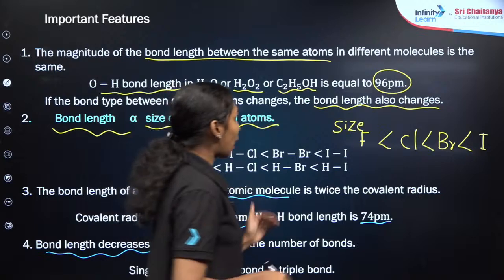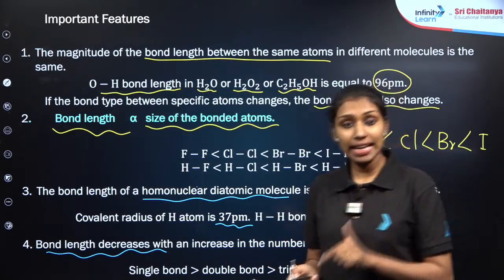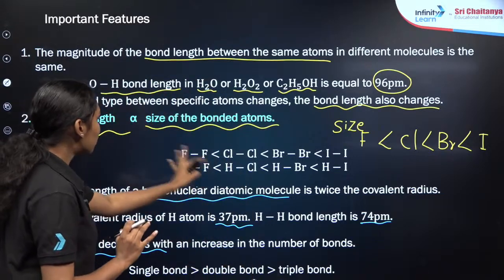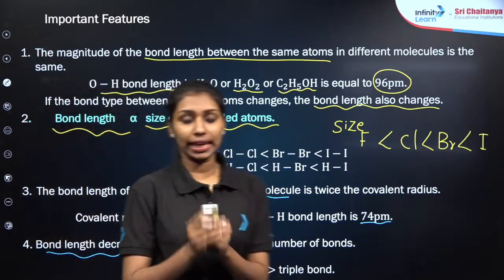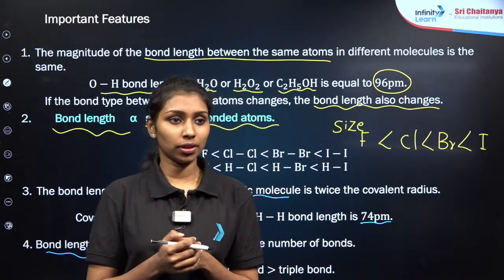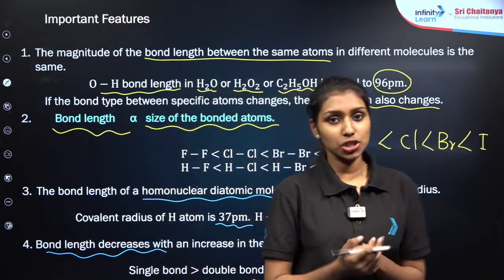Okay, these are the important parameters related to bond length. I hope it is clear for everyone. Now let me move to the next parameter, that is bond energy. If I am taking any one of the bonds here, HF, HH or anything, and I want to break it, what will I do? We have to give some energy to break the bond.